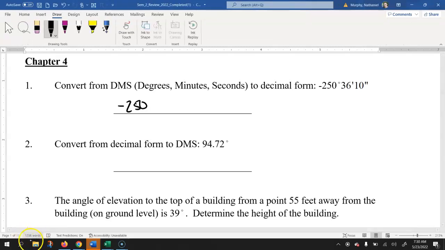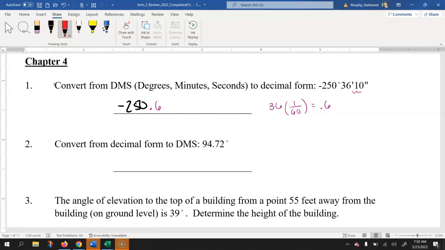So we just got to figure out what the decimal form would be for the rest of it. So remember, with the 36 minutes, there's 60 minutes in an hour. So if we have 36 minutes, to convert that to hours, or in this case degrees, because they act very similarly, we would divide by 60. So 36 divided by 60 would be 0.6. So we're going to have a 0.6 here.